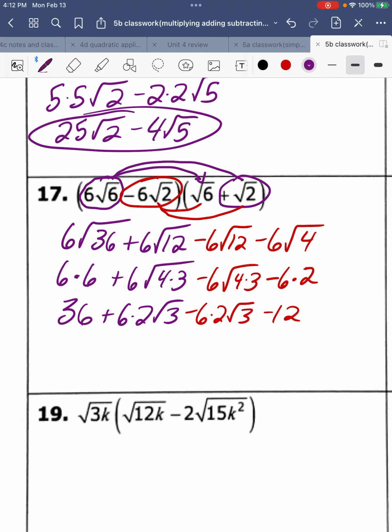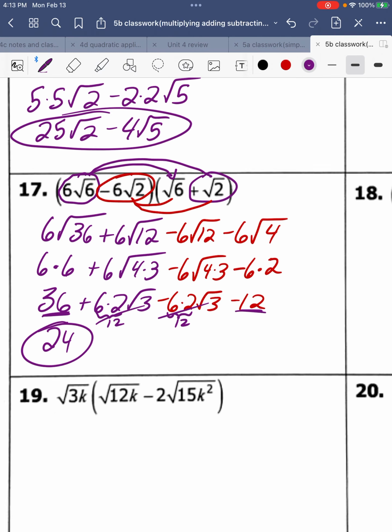All right, let's keep rolling. Kind of. There are steps you could have done to make this a little quicker. 36 minus 12 is 24. Let's see here. This is going to be 12 square root of 3 minus 12 square root of 3. If you have 12 square roots of 3 and you subtract 12 square roots of 3, those are going to go away. So our final answer is just 24.